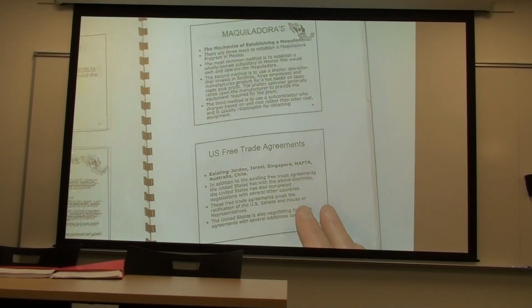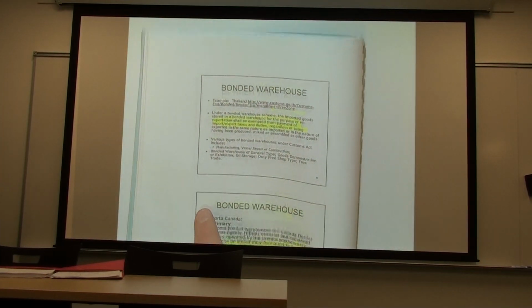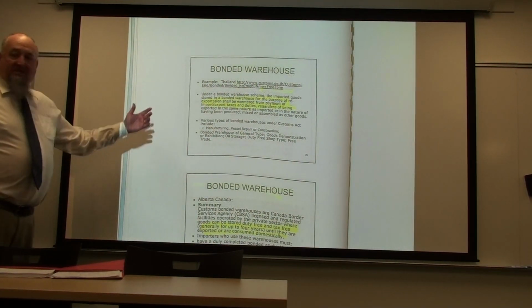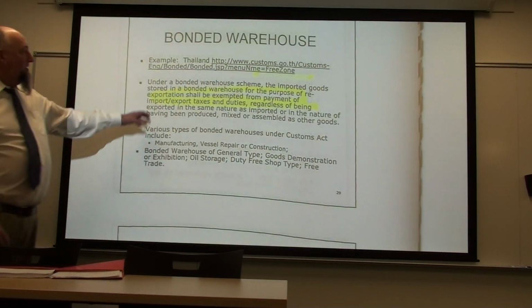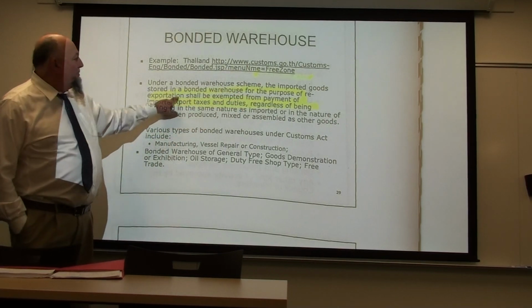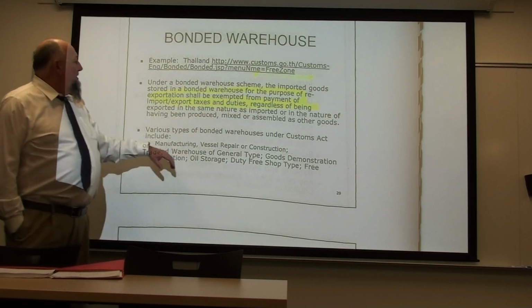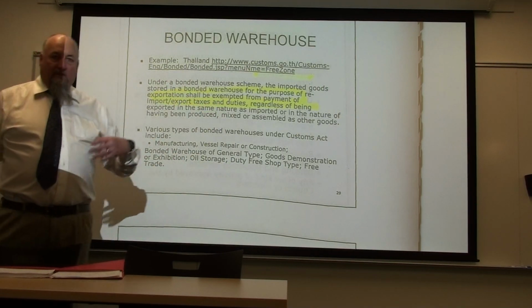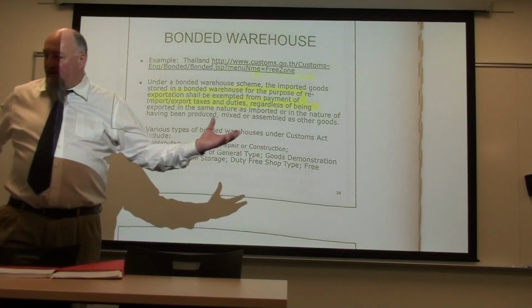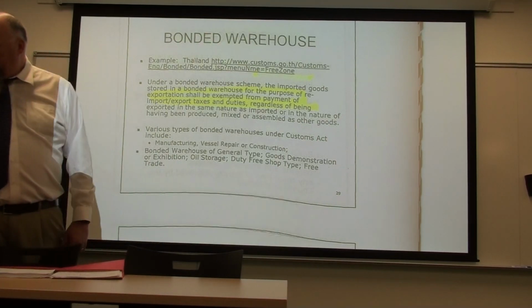So I gave you an example of a bonded warehouse. Let me find it here. It's on page 86. So this is an example in Thailand of a bonded warehouse where goods can be stored for the purpose of re-exportation. They'll be exempt from tax and duties until they've been shipped out. And if you then ship them outside of Thailand, you don't pay anything. If you're going to ship them into Thailand, then you would pay a tax to Thailand at that time.